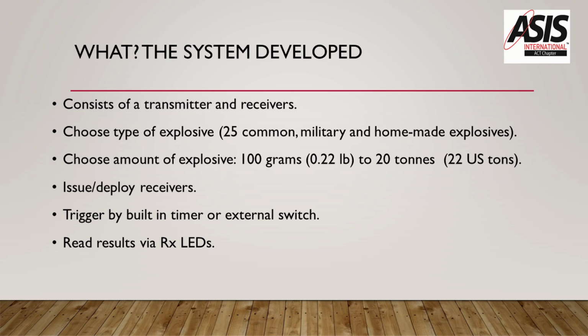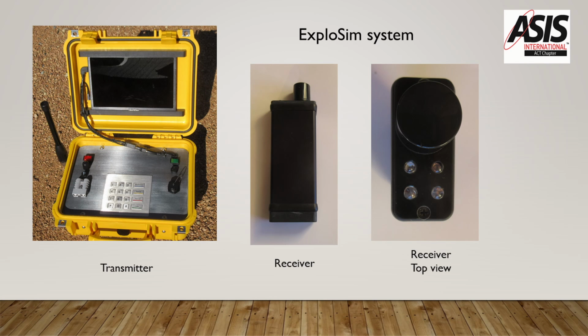So what was the system? What does it look like? Well, it consists of a transmitter, which has a screen and a box. In fact, it's probably easy if I flick up the next slide. It has a transmitter, which is the yellow box. It has a keypad and an external aerial and a screen.